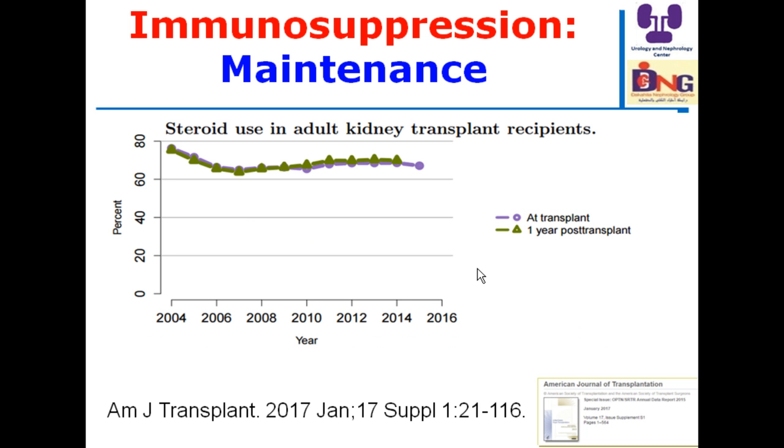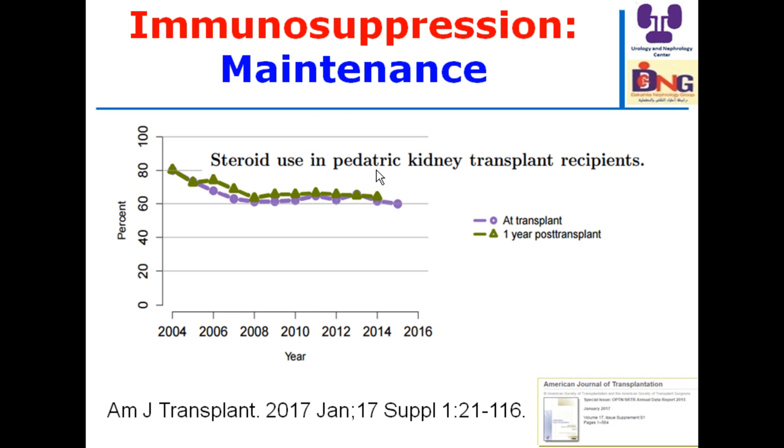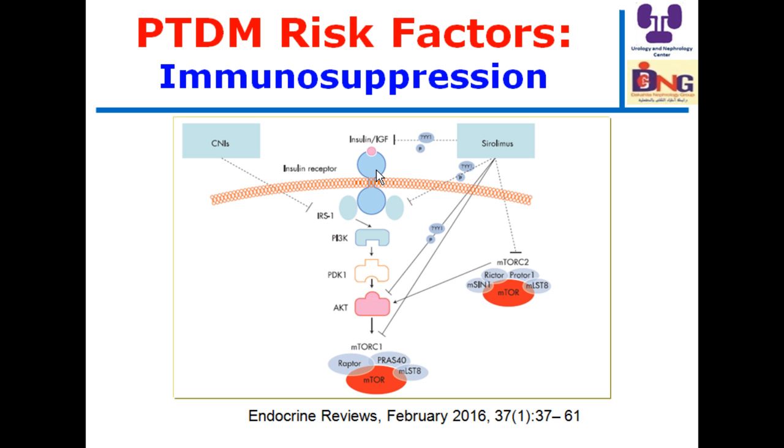Steroid is diabetogenic, and this is the percentage of patients who are treated with steroid. So steroid is still used in approximately 2/3 of adults, and this is the situation in pediatric kidney transplantation. Again, maintenance immune suppression may include steroid, which is diabetogenic, calcineurin inhibitors, diabetogenic, mTOR inhibitor, diabetogenic, or azathioprine or mycophenolate mofetil, which are not diabetogenic.